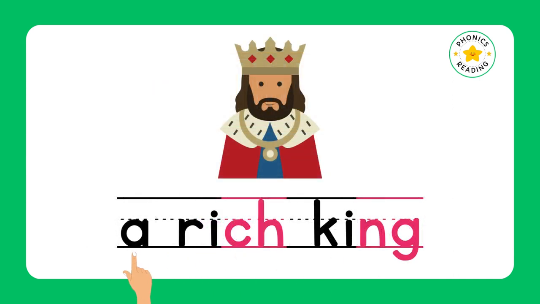A, r, i, ch. Rich. King. A rich king. Ch and ng are digraphs.